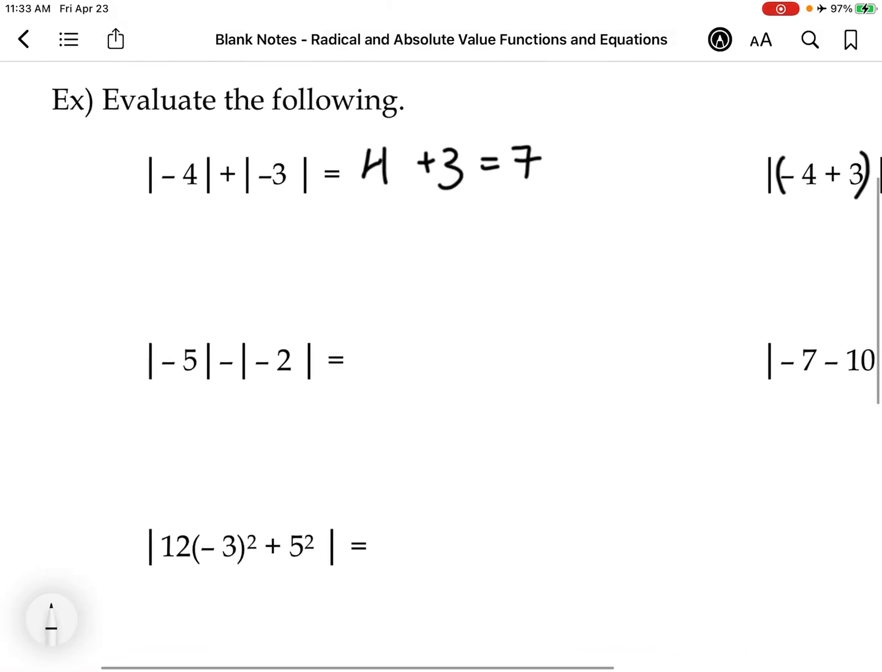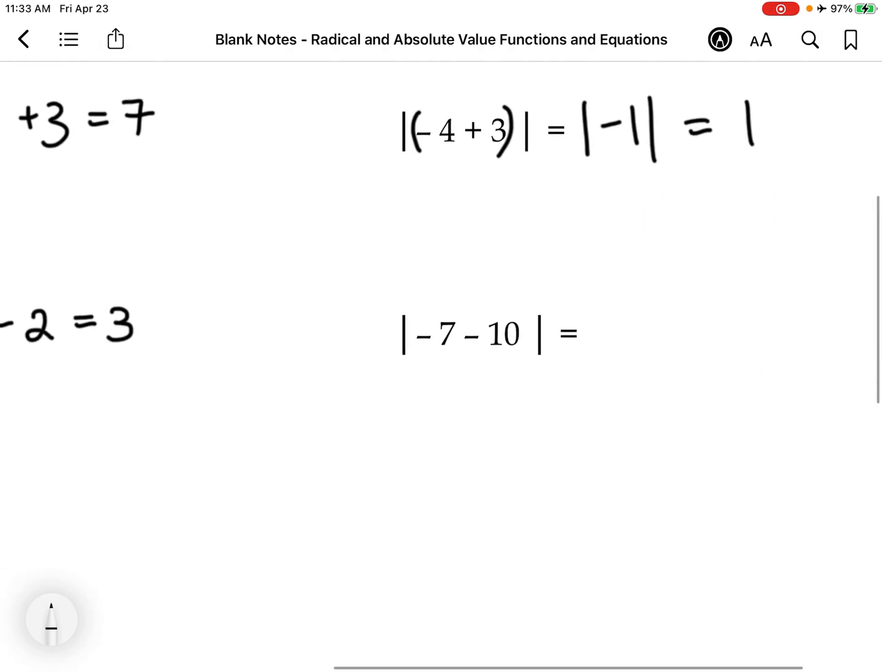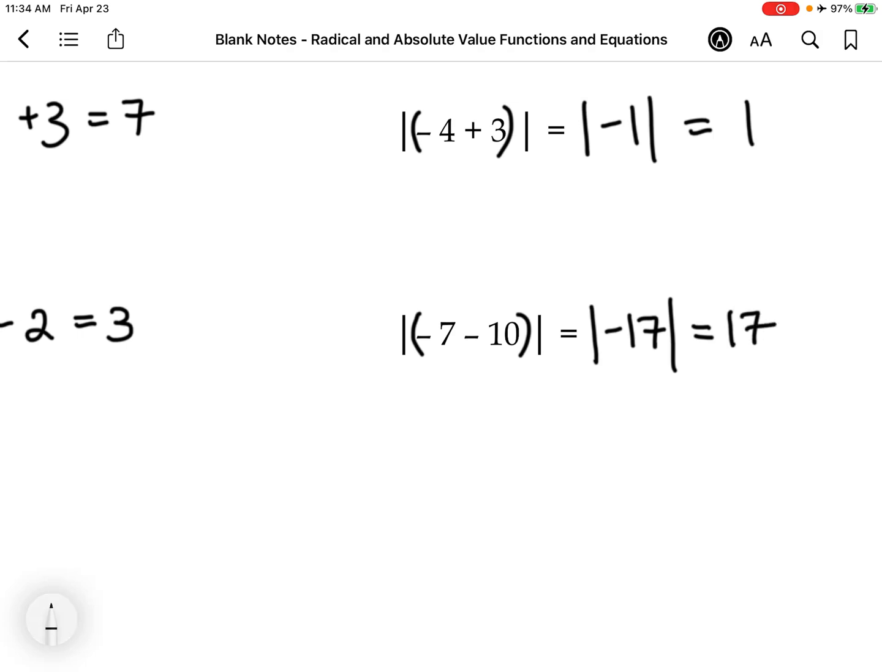Okay. All right, next, the absolute value of -5 minus the absolute value of -2. That is the same as 5 minus 2, which is 3. Here we have to do this piece first, right? So what is -7 minus 10? It's -17. So we're looking at the absolute value of -17. Okay, and that is 17.